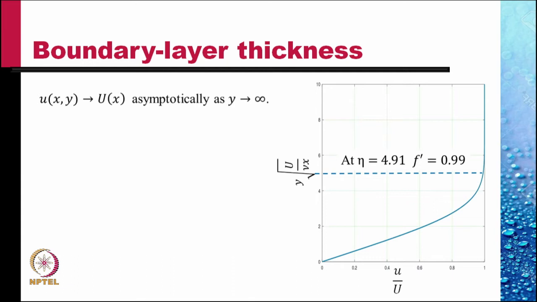Since the velocity u/U is given by f prime, we determine the value of η at which the value of f prime is 0.99, and that value of η is 4.91. So we can define δ/x = 4.91/√Re_x. In many places, this value is given as 5.0/√Re_x. The difference is small and is largely because of the approximation.